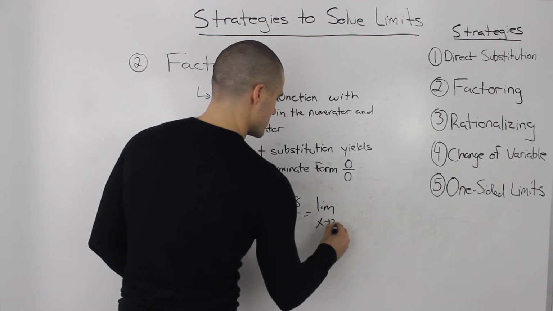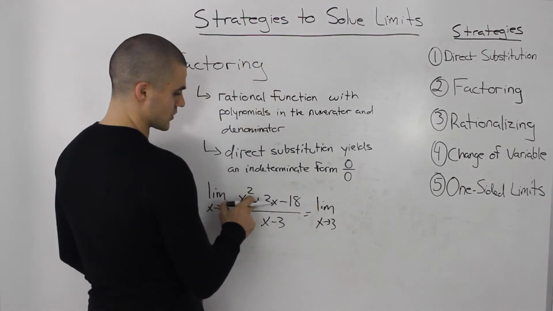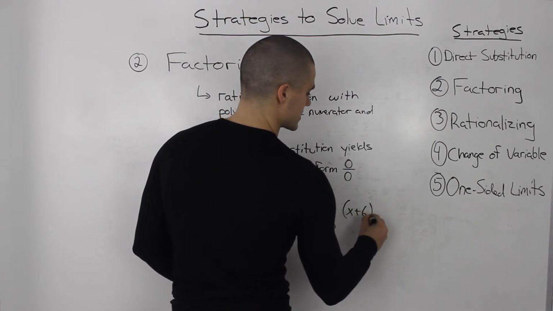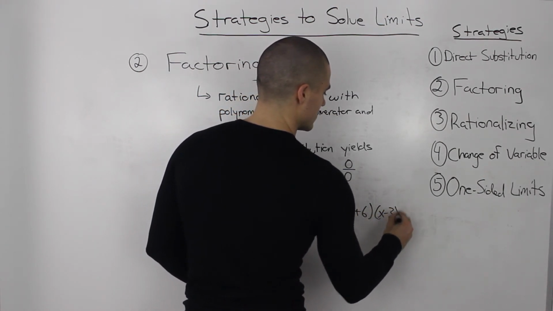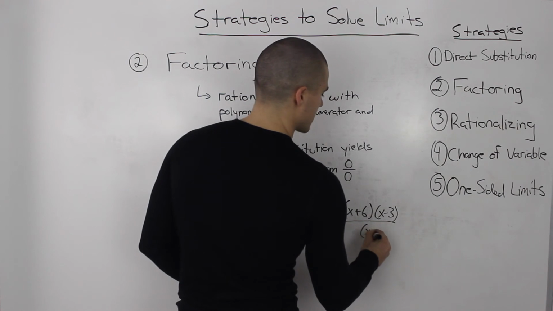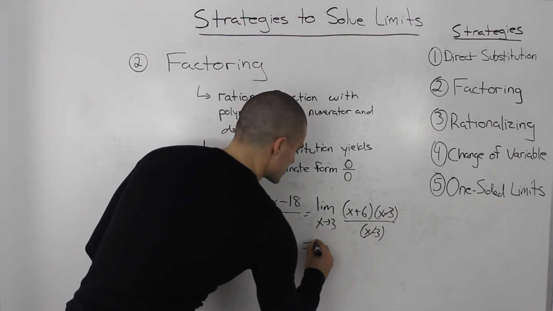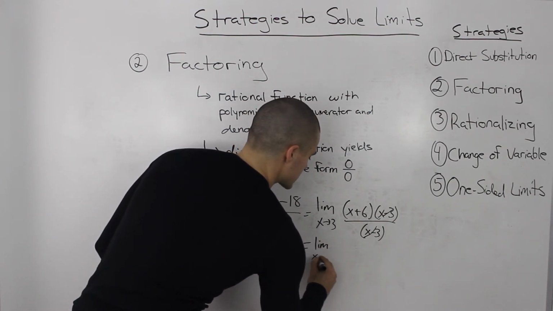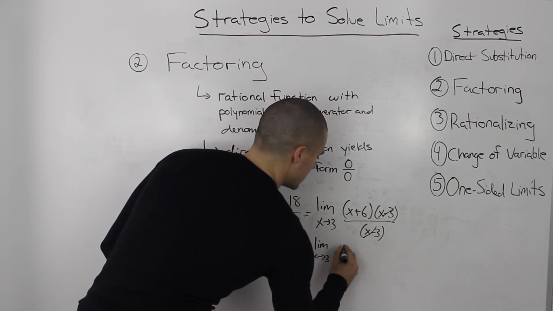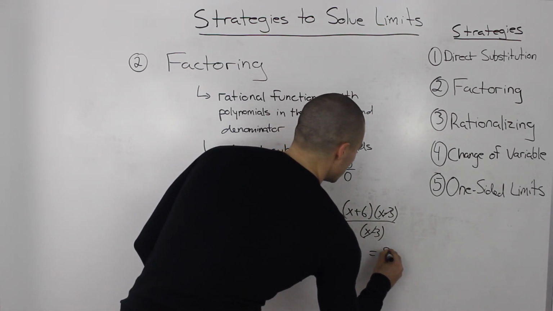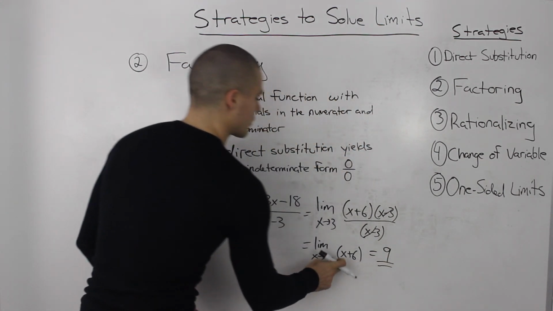the numerator. So x squared plus 3x minus 18 factors into x plus 6, x minus 3, over x minus 3. The x minus 3s cancel out, so we'll be left with the limit as x goes to 3 of x plus 6, and that will just equal 9 when we plug in 3 for x.